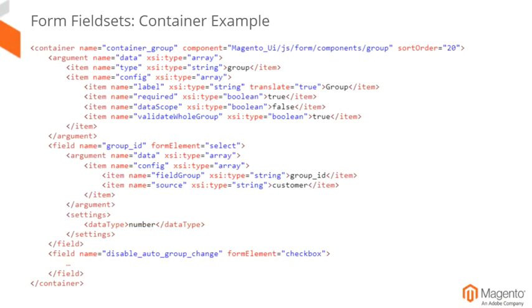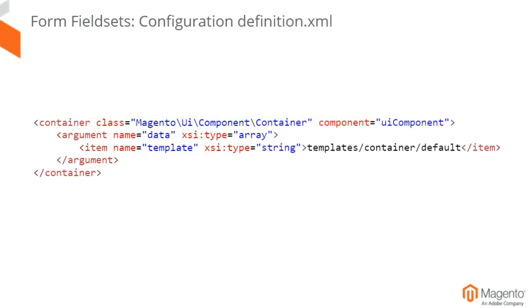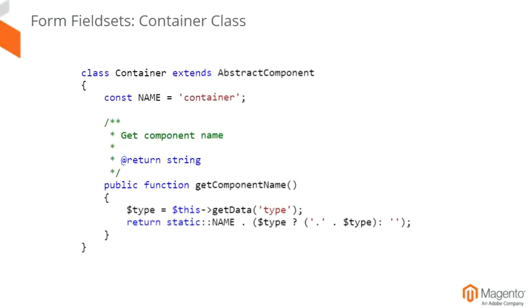This piece of XML code defines a group, the same as shown on the FieldSets interface diagram on the previous slide. You can see it includes two fields and a set of parameters on the data argument. This code demonstrates a declaration of a container UI component definition in definition.xml. Here is an example of a container PHP class. As you can see, it is relatively trivial.